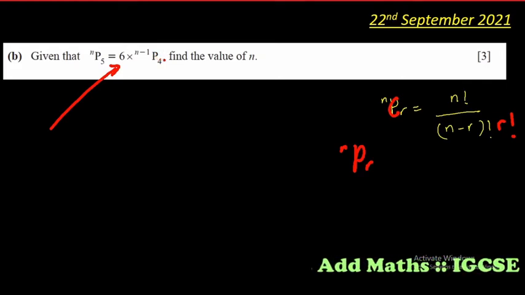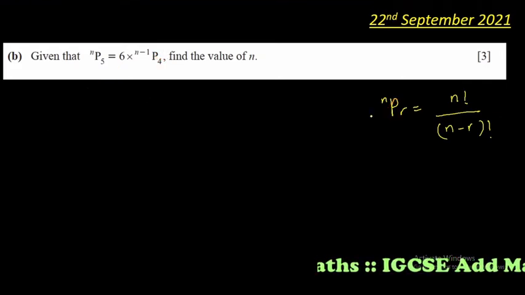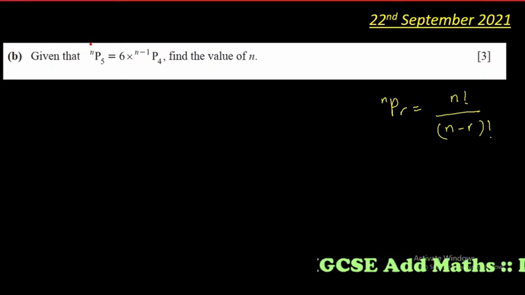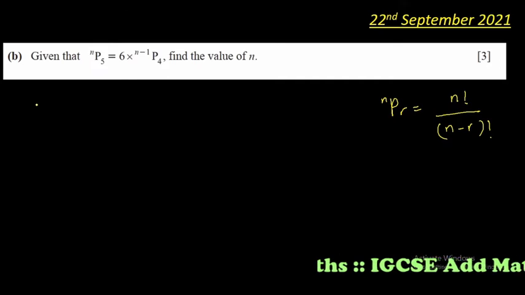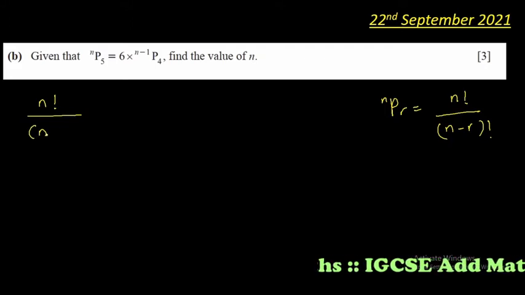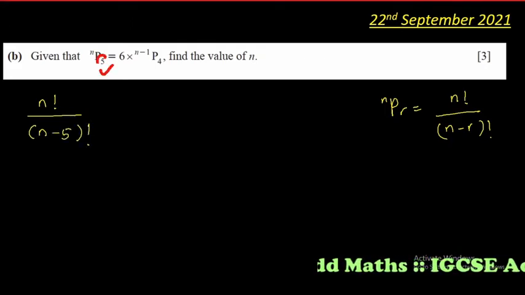Okay, so we use that formula nPr where your n is still n. Your r here is 5. Let's substitute. When you substitute, n factorial over n minus 5 factorial. This 5 is your r, right? So n minus 5.